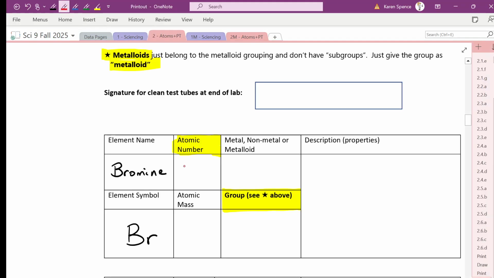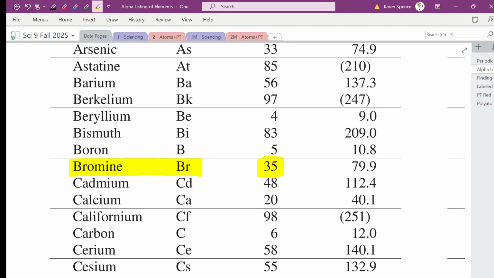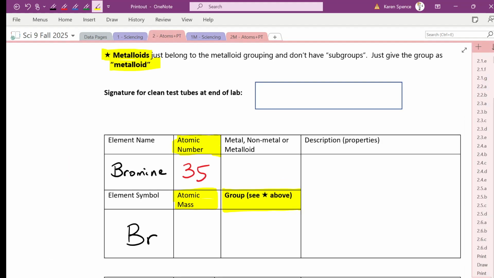Atomic number is 35. And the last thing we can look up on the periodic table is, actually there's two more things. There's the atomic mass. What is the atomic mass of bromine? 79.9. So the fourth number on there is the atomic mass. So we can write that one down. 79.9.